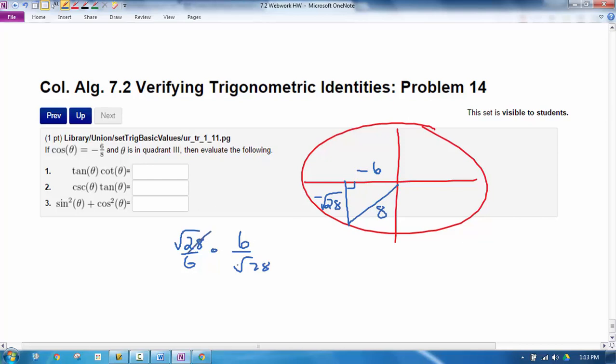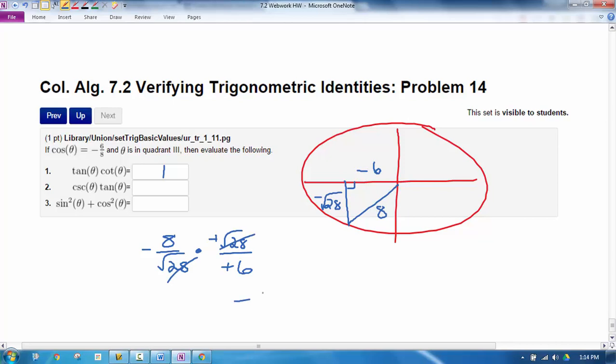All right, the next one then is cosecant's the reciprocal of sine, so it's hypotenuse over opposite, which is negative 8 over square root of 28, and tangent's opposite over adjacent, so it's negative square root of 28 over negative 6. Square root of 28 is canceled. 2 of these negatives cancel. I get negative 8 over 6.